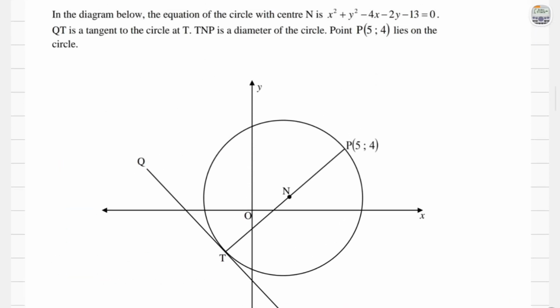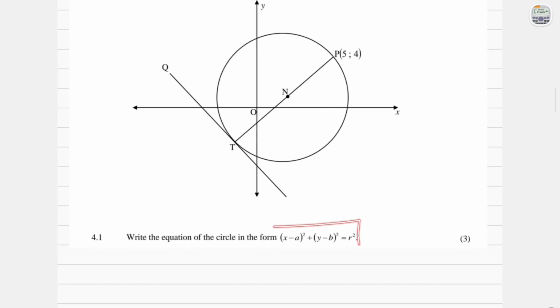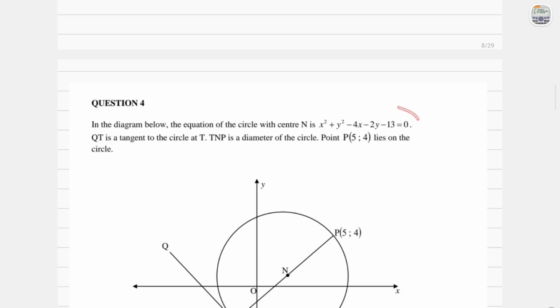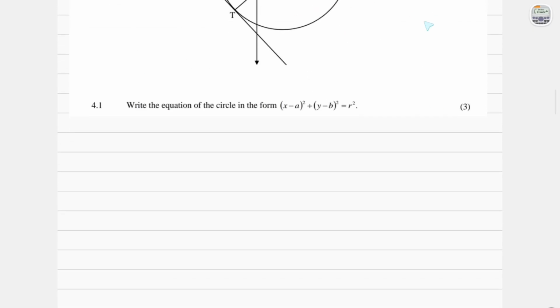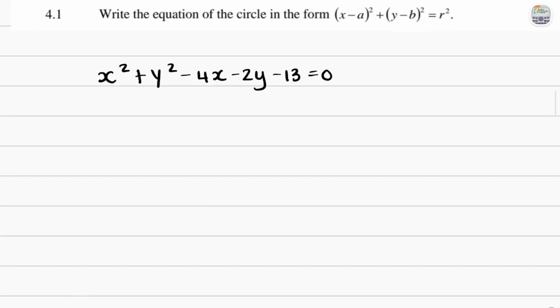Okay, so to get the circle's equation from this form to its standard form, we're going to have to complete the square on this. So let's rewrite that first. Okay, and this is our equation. And now to complete the square. So you can rewrite this as x squared, and then everything with x, you're going to put that together. So this is minus 4x, plus y squared minus 2y, and we can transpose the constant. So it is positive 13.